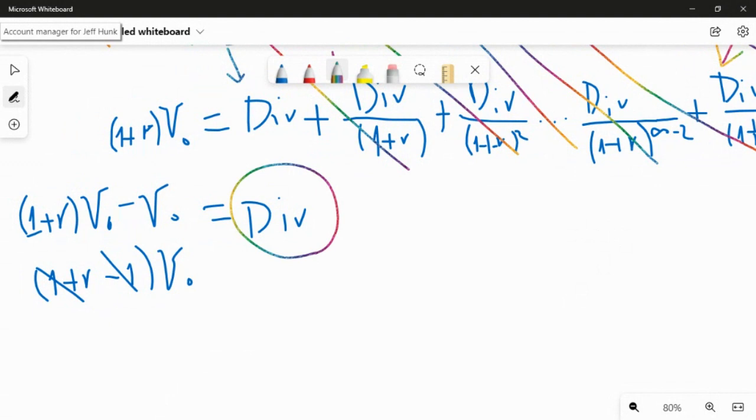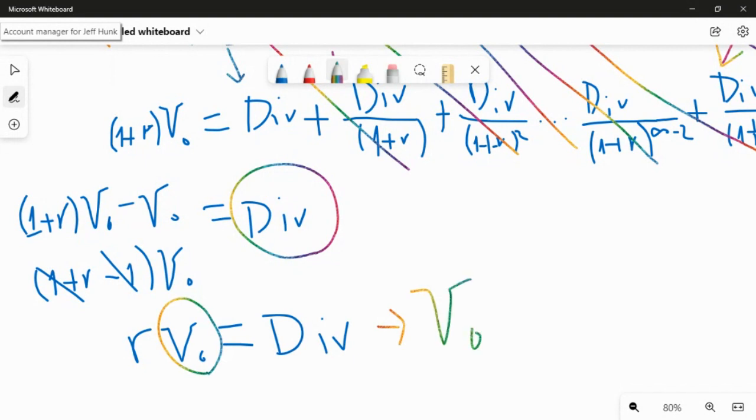So think about it. The left-hand side is now r times v0. The right-hand side is dividend. Now we solve this for, what do we need to do? We are solving this for v0. If you solve this for v0, then it's dividend over r, right? That's how we arrive at this reduced form, right?